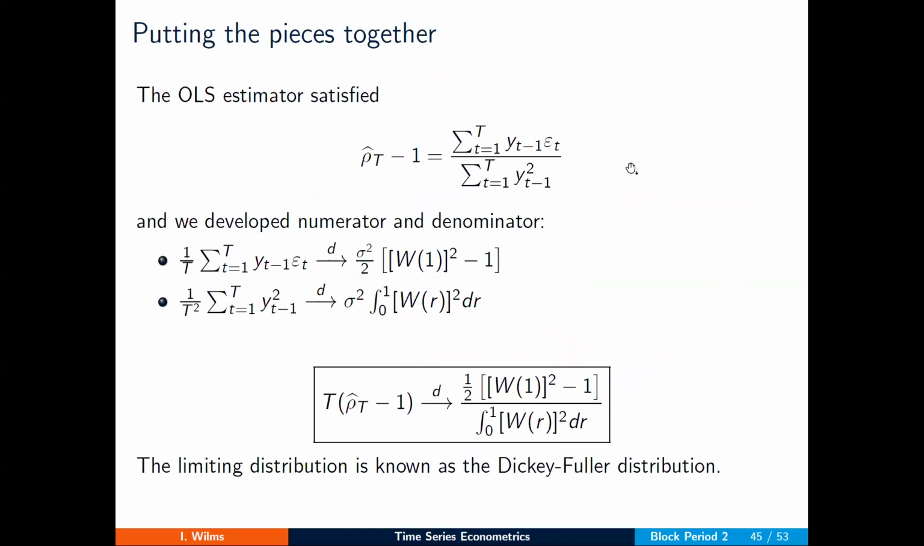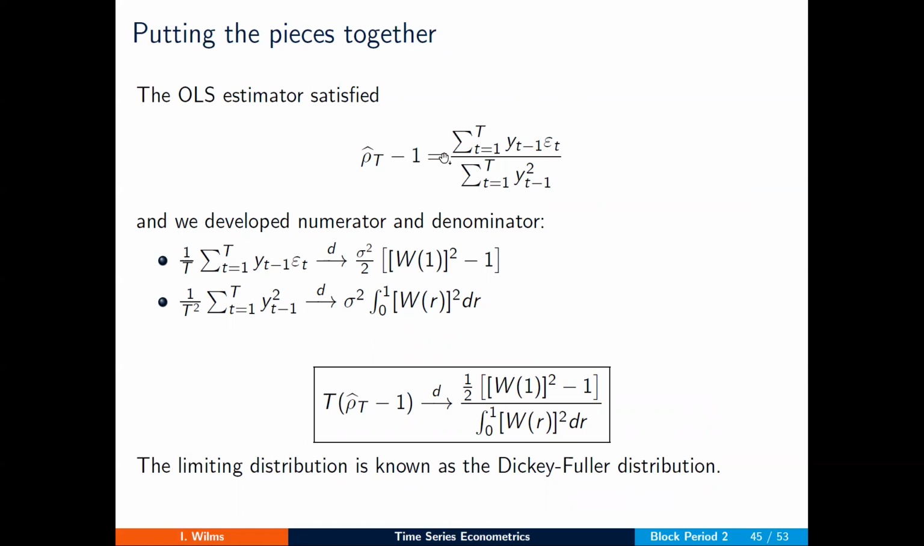Now, what have we done? We've developed the numerator and the denominator separately, and we are ready to put all pieces together to determine the appropriate rate of convergence for this guy over here. Remember, the numerator needed scaling by 1 over t to converge in distribution. The denominator needed scaling by 1 over t squared in order to converge in distribution.